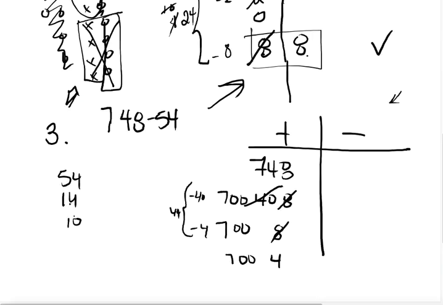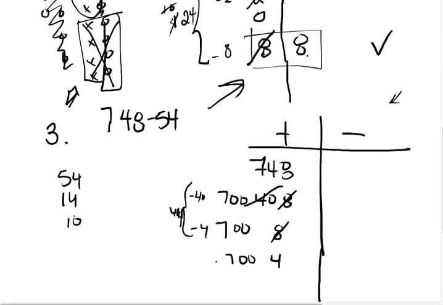You started with 54, you took away the 40, you took away the 4. Or here I took away the 40, I took away the 4. This is what I've taken away so far. So now I'm at 704, and I still need to take away 10 units.